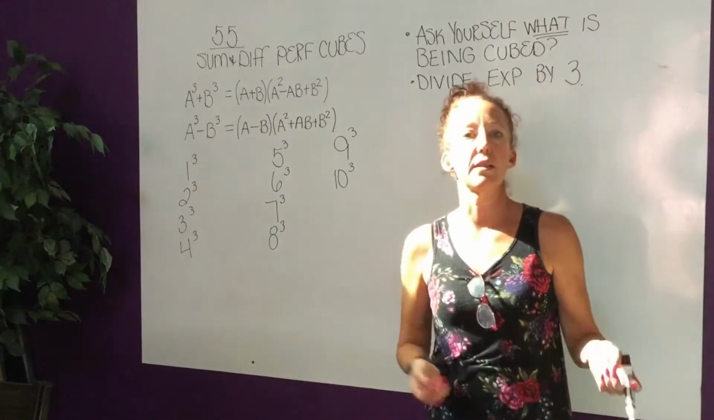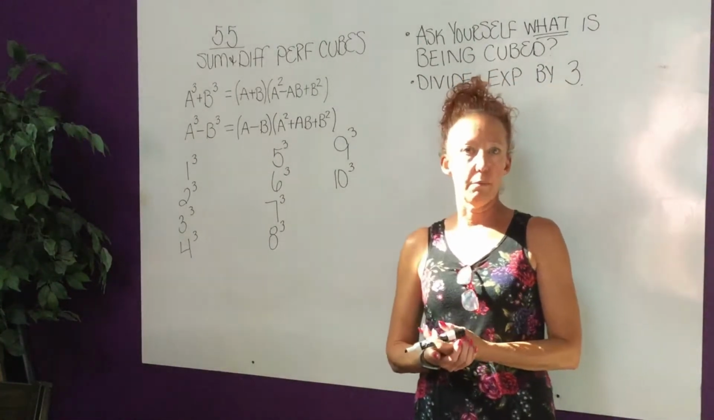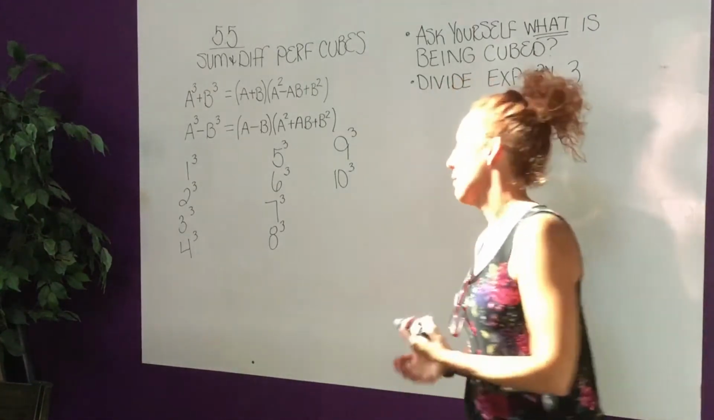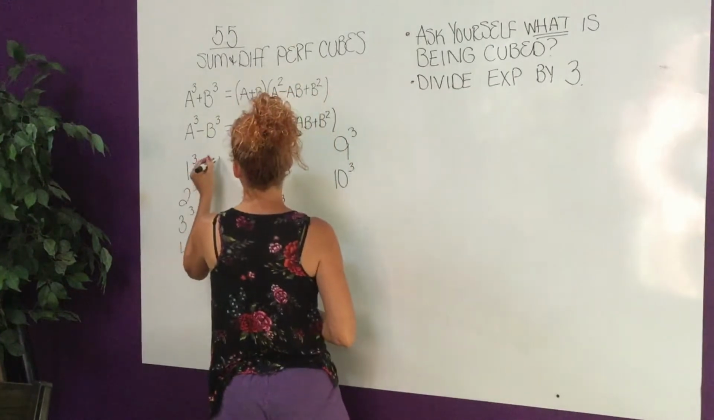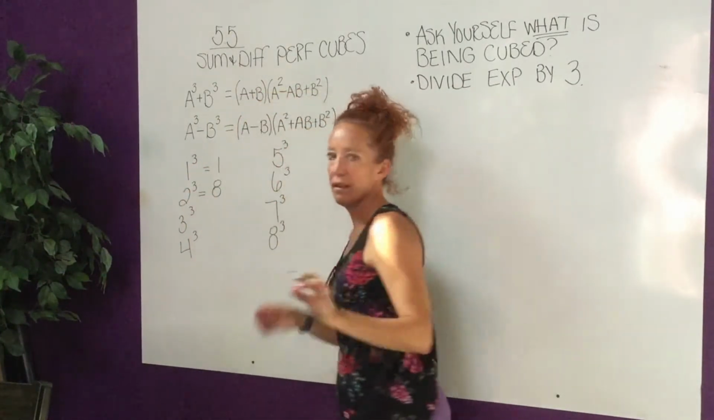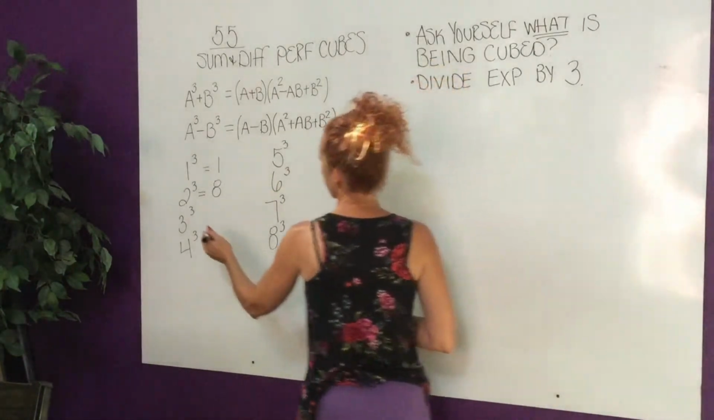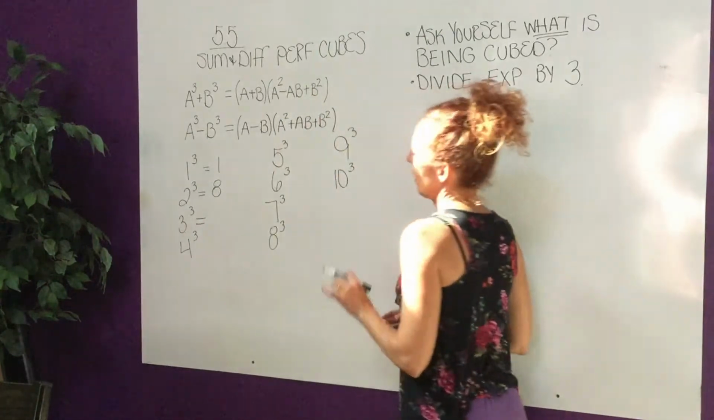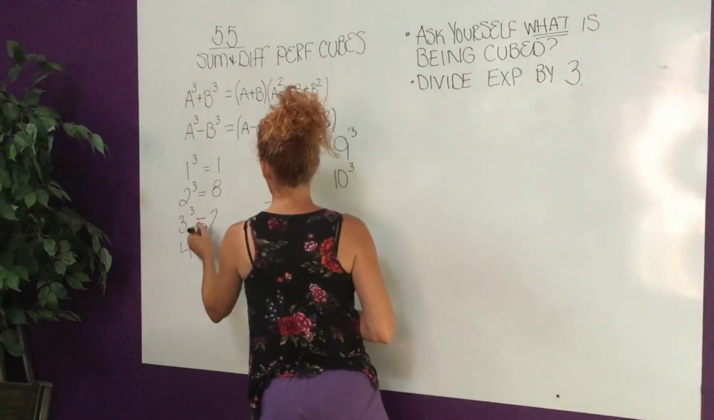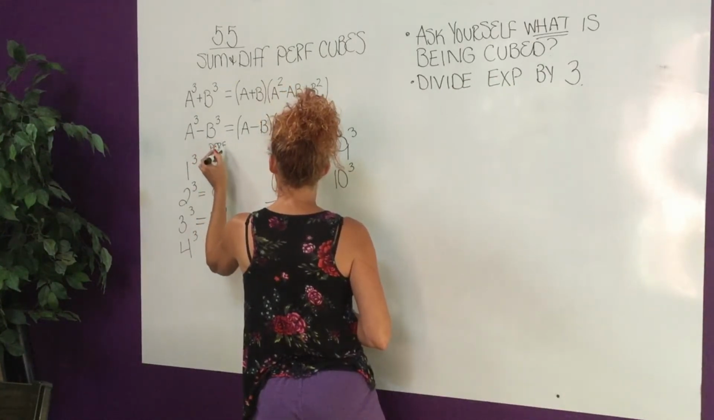But first, what is a perfect cube? Well, a perfect cube happens when we multiply a number by itself 3 times. So 1 times 1 times 1 is 1. 2 times 2 times 2 is 8. A lot of people make the mistake of thinking that is 6, but it's not. 3 times 3 is 9, 9 times 3 is 27. So this column here, these are the perfect cubes.